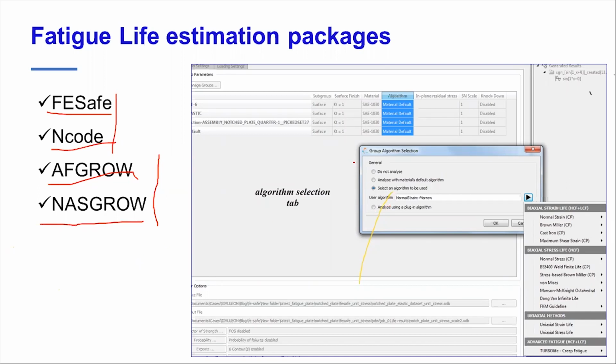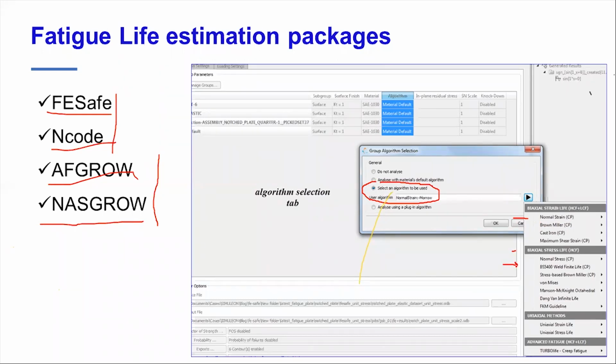So as you see, I have a snapshot of FE-safe here. Now see, select an algorithm to be used. You see here biaxial strain, and here maximum shear strain.